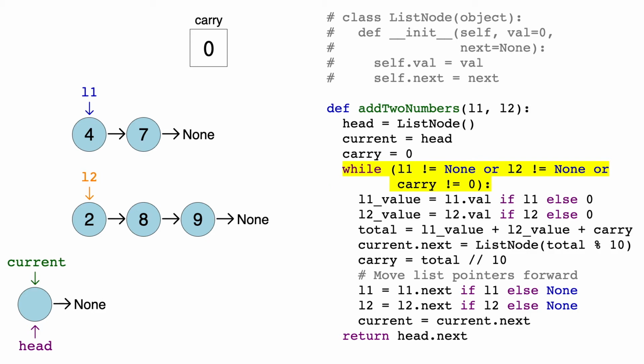First we'll create a variable called L1 value, which will store the value of the L1 node. The reason why we can't just directly access L1.val is because if we reach the end of the list and L1 becomes none, there will be no such thing as L1.val.